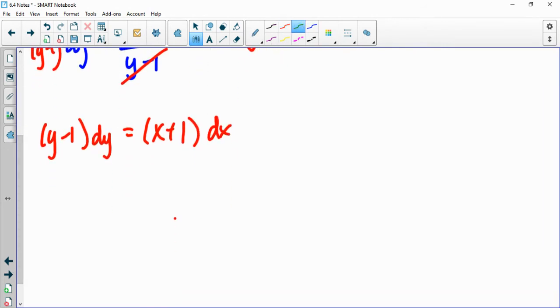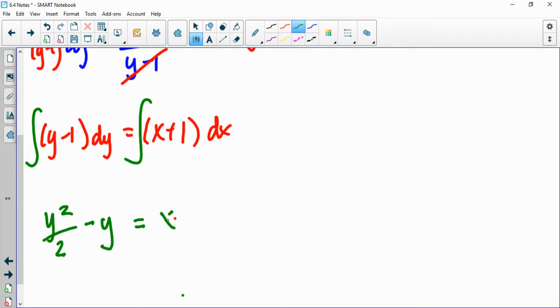And then I'm going to do the integral of both sides. So let's see, this will be y squared over 2 minus the antiderivative of 1, which would be y, and then equals on this side x squared over 2 plus the antiderivative of 1, which would be x. The left side was y because it's the y side. The right side is x because it's the x side. And then we put a plus c.